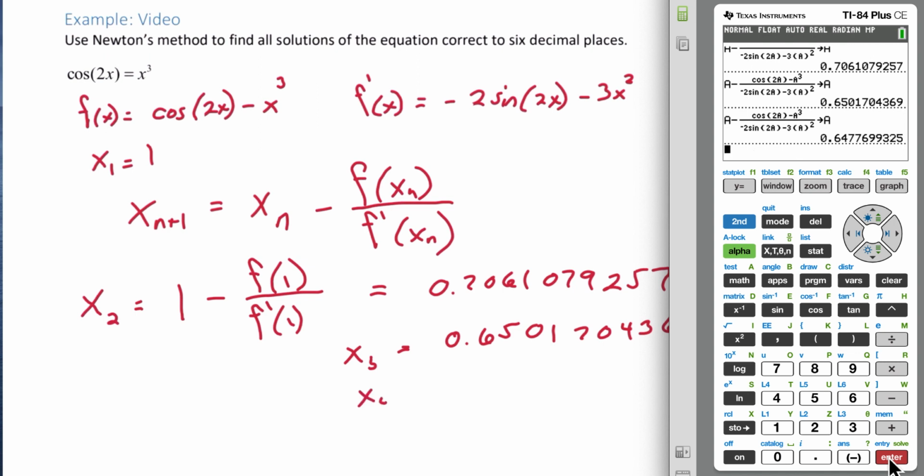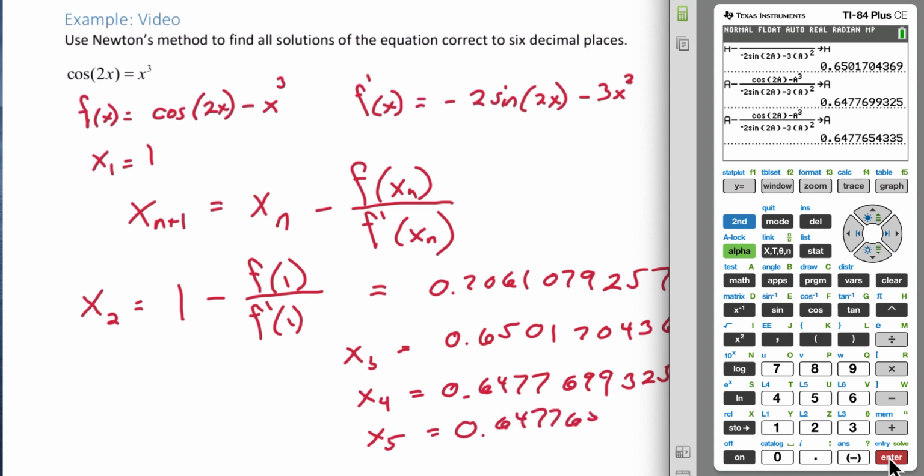So x sub 4, we get 0.6477699325. Enter again, and we get x sub 5, the fifth approximation. Here we have 0.6477654335. We're getting much closer now.